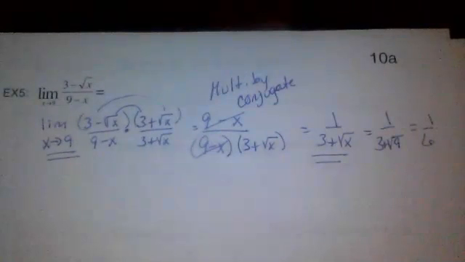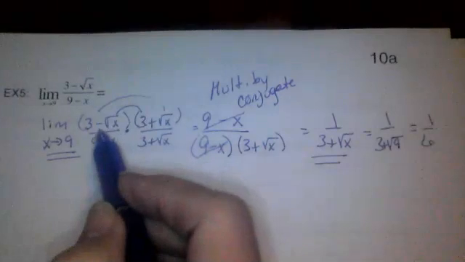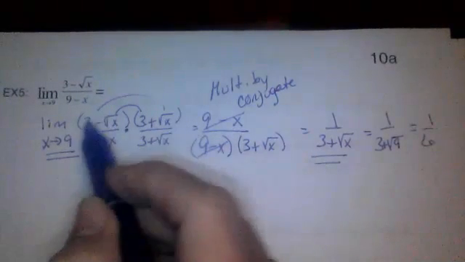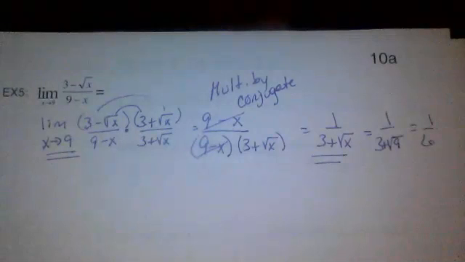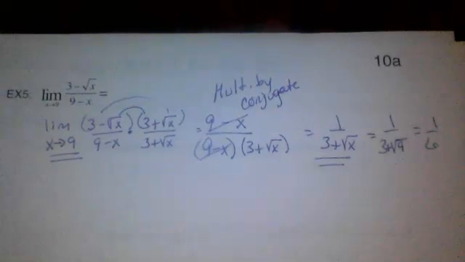Right, so the conjugate of the term with the root in it. And all that means is just change the sign in the middle, because that will cause the inner and the outer terms, when you multiply together, to zero out, getting rid of the root. Okay.